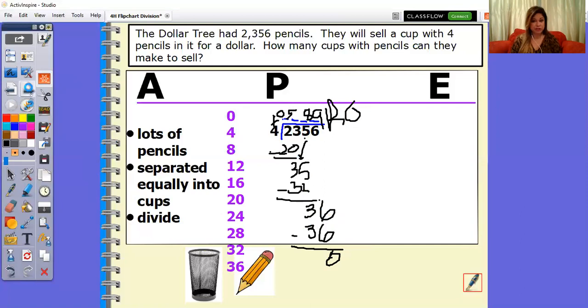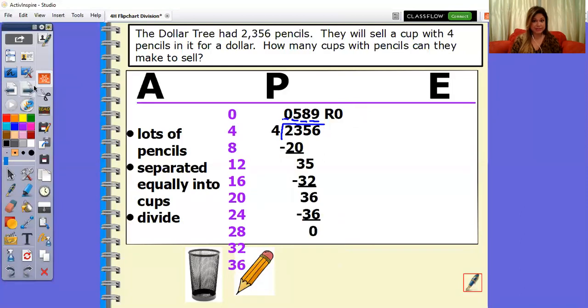But if you were to look at this, if it was nice and neat, it would look like this. My answer is that the Dollar Tree can make 589 little cups with 4 pencils in each of them and then sell them for $1 each with no pencils left over, remainder 0. That was my plan. Now let me evaluate it.